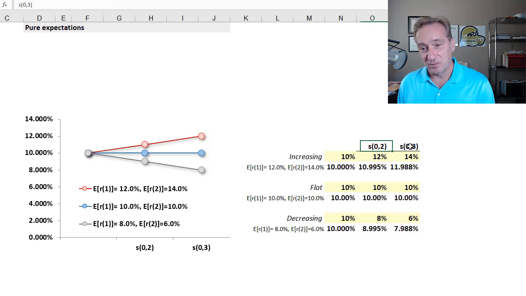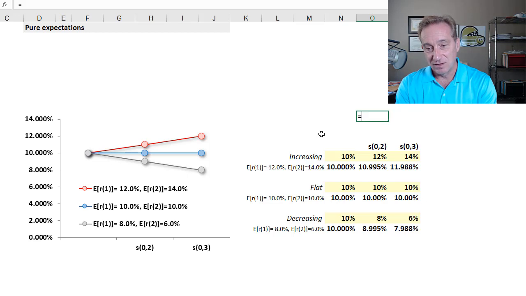2-year spot rate, 3-year spot rate. Under the scenario of consensus increasing spot rates, our implied 3-year spot rate under pure expectation, you can see, is just shy of 12%. Why is that? Well, because under pure expectations, we could invest at 10%, and then we'd expect to roll that over at 12%, and we'd expect to roll that over again in the 3rd year at 14%.